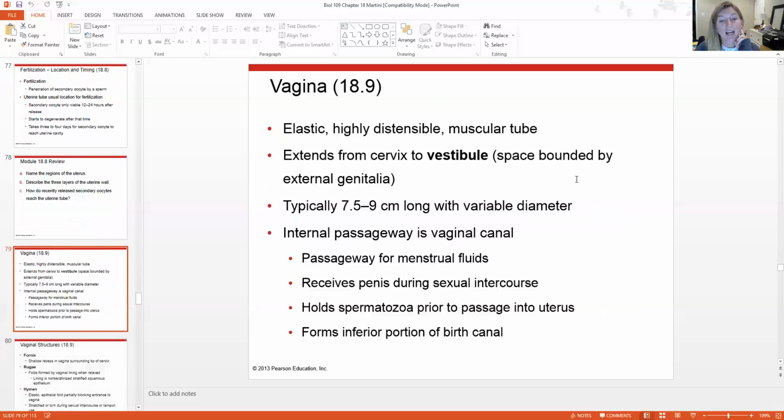The vagina is a highly elastic, distendable muscular tube. It extends from the cervix into the vestibule. The vestibule is surrounded by the external genitalia, typically about 9 centimeters long with a variable diameter. It has an internal passageway. We call that the vaginal canal. It's the passageway for menstrual fluids, receives the penis during intercourse, holds the spermatozoa before it goes into the uterus, and it also forms the inferior portion of the birth canal.